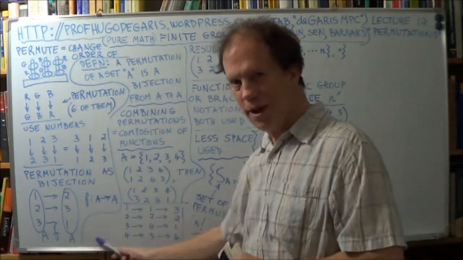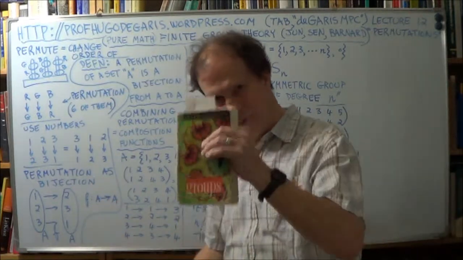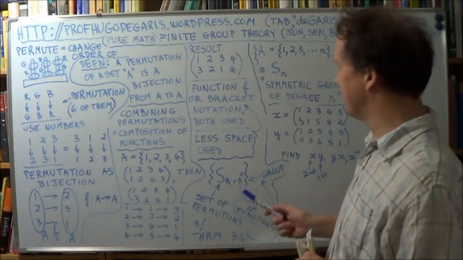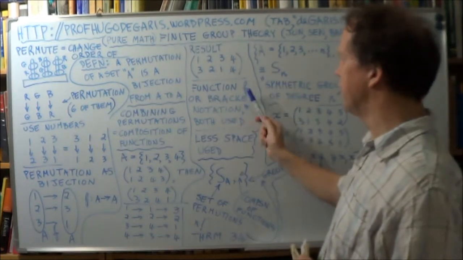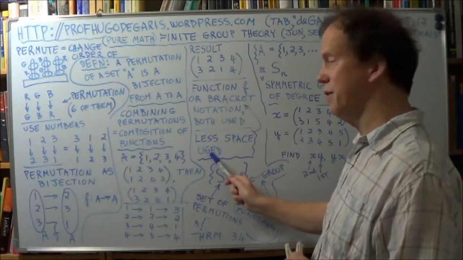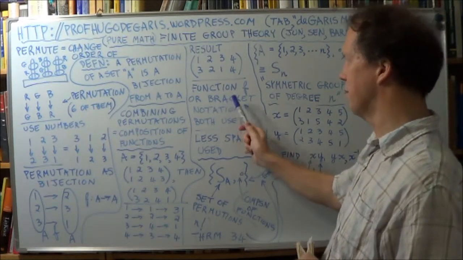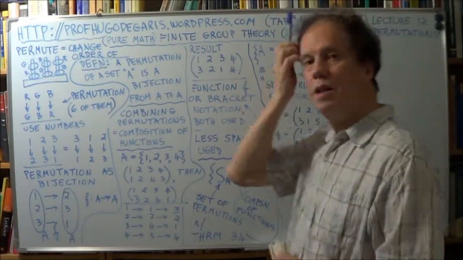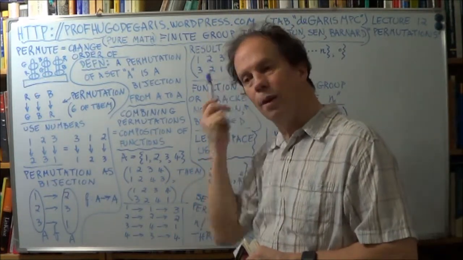It takes up quite a bit of space on the board, on the printed page in your textbook or whatever. So the advantage of the bracket notation, mention it here, is that less space is used. That's one of the plus points. And so this bracket notation tends to get used quite a lot.